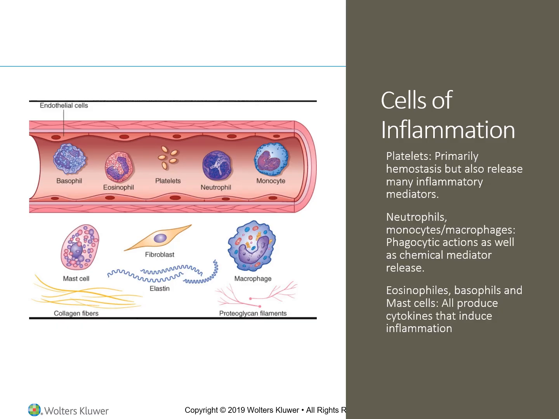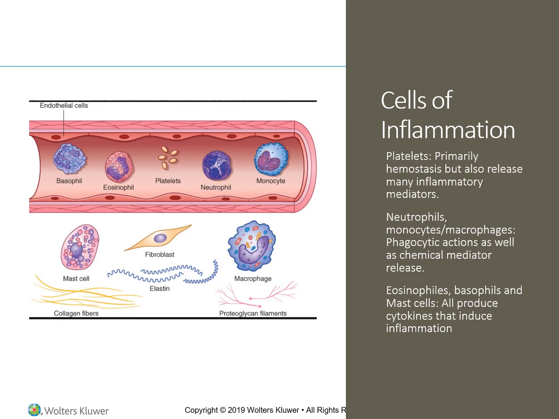The other cells are things like neutrophils, monocytes, and macrophages. These are immune cells that have what we call a phagocytic action, meaning that they go in and if there's a microbe present or a damaged cell that needs to be eliminated, they will literally, to phagocytose means to eat, they will just kind of engulf those abnormal cells or invading microbes. They also, just like platelets, release different chemical mediators in the inflammatory process.